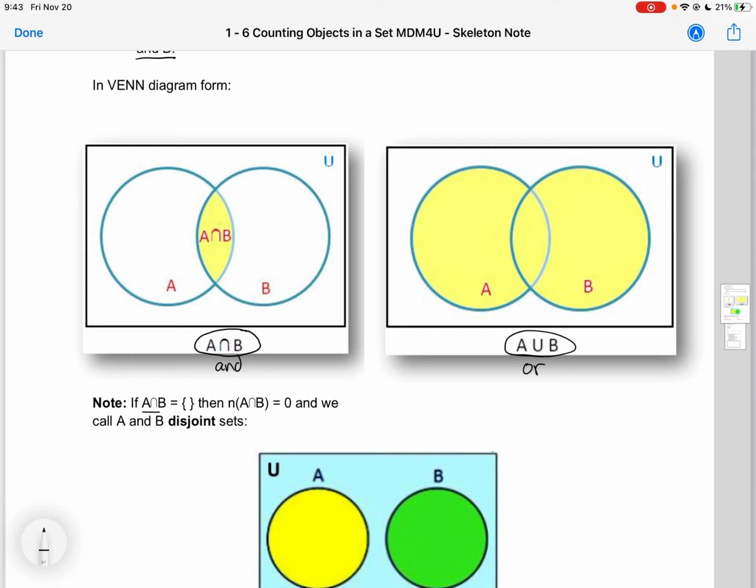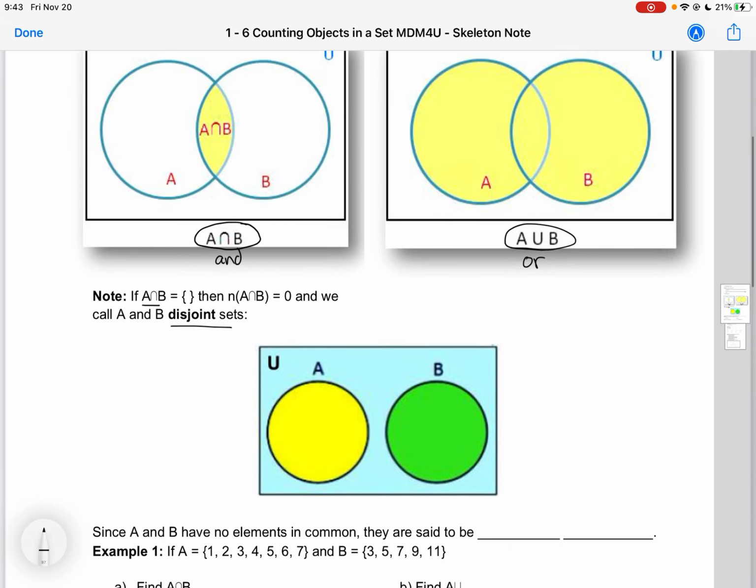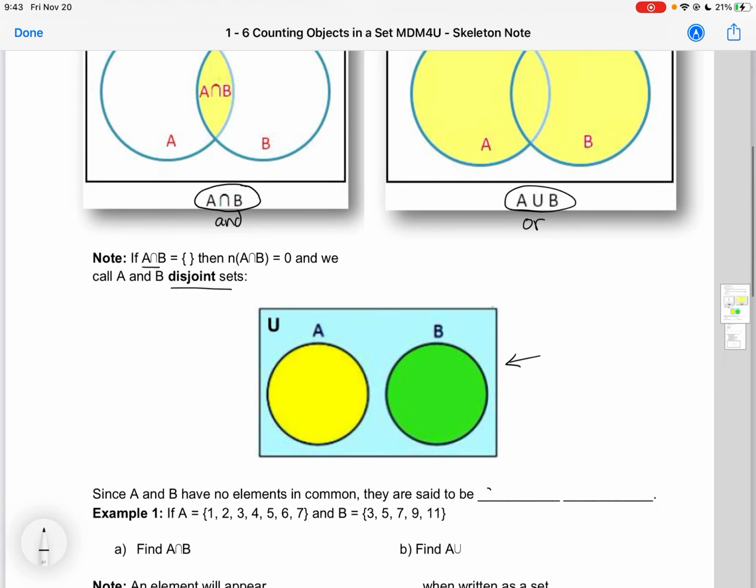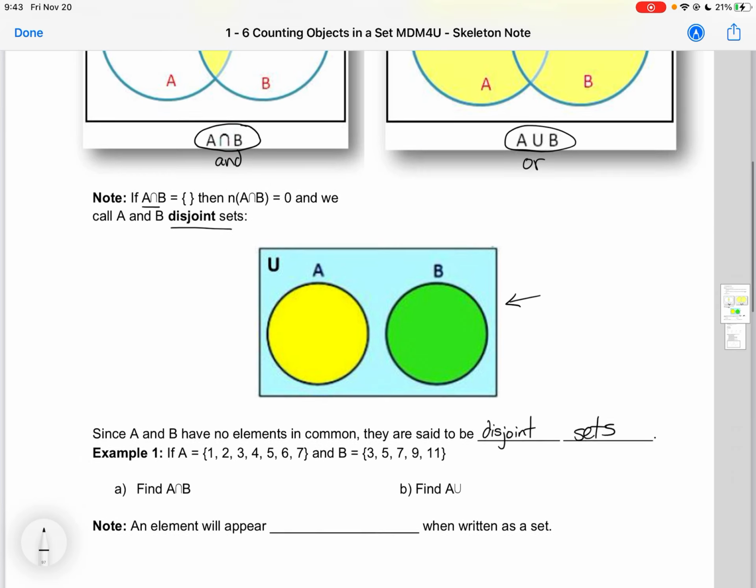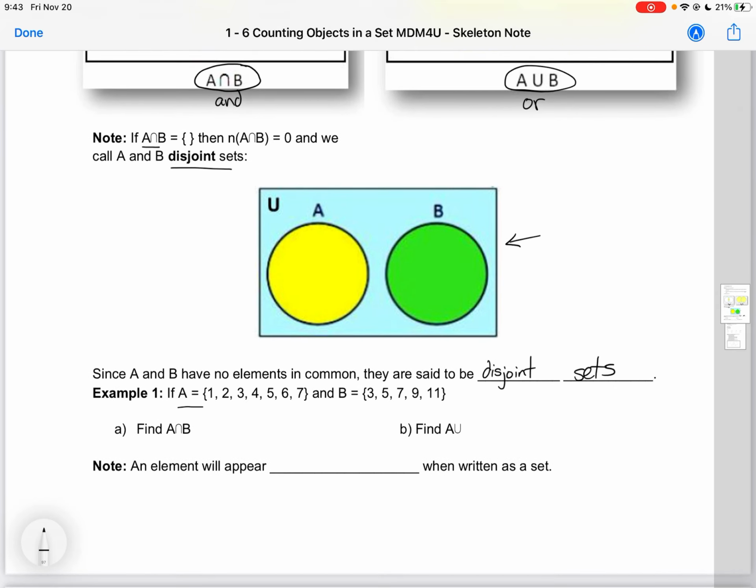If the intersection of A and B is the null set, then that means there are no elements in common between either set, and they're called disjoint sets. The Venn diagram would look like this. In this example, since A and B have no elements in common, they are said to be disjoint sets, as we said above. So given these two sets here, we want to find the intersection and then the union.